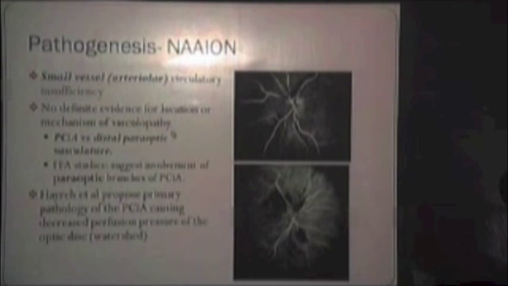Although there is no definite evidence for location, the controversy is between primary involvement of the posterior ciliary arteries versus the distal paroptic vasculature. The fundus fluorescein angiograms suggest both. So Dr. Hare has shown that in cases of ischemic optic neuropathy, there is often hypoperfusion of the peripapillary choroidal vasculature and suggests that around the optic nerve is a watershed zone which involves the choroid and the optic nerve, and hence both are involved. Other authors have suggested that this may not be so, and it's the direct paroptic branches that are involved.